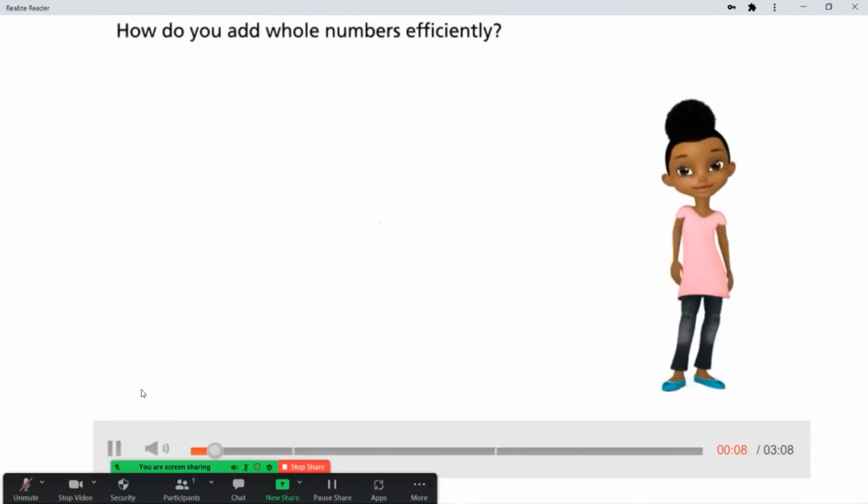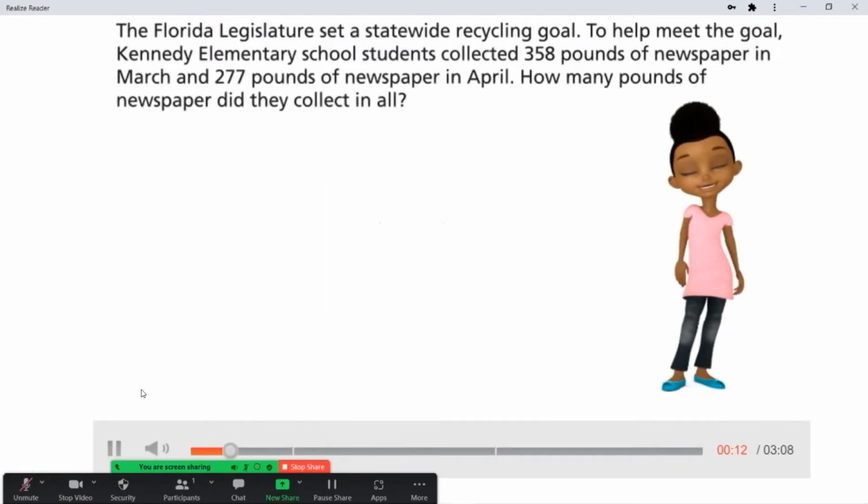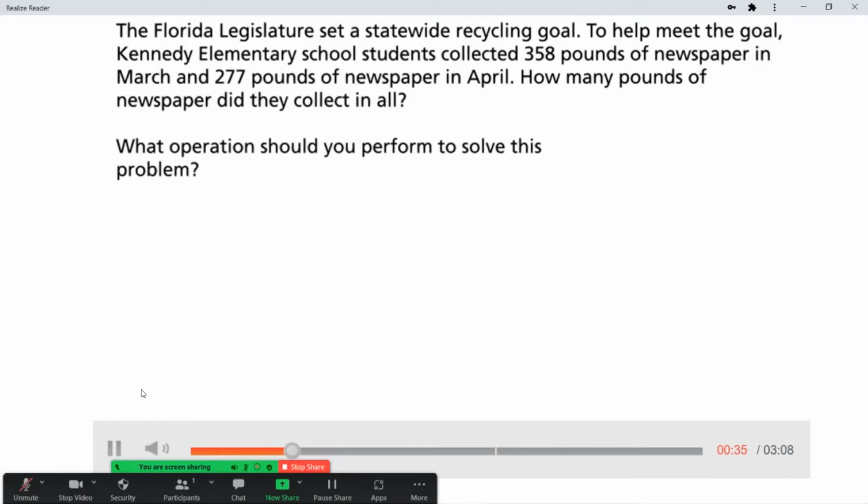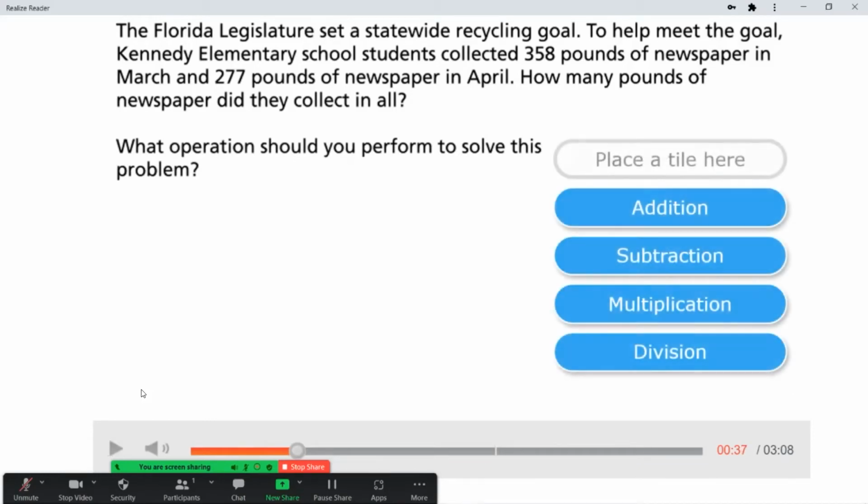How do you add whole numbers efficiently? The Florida legislature set a statewide recycling goal. To help meet the goal, Kennedy Elementary School students collected 358 pounds of newspaper in March and 277 pounds of newspaper in April. How many pounds of newspaper did they collect in all? What operation should you perform to solve this problem? Select your answer.